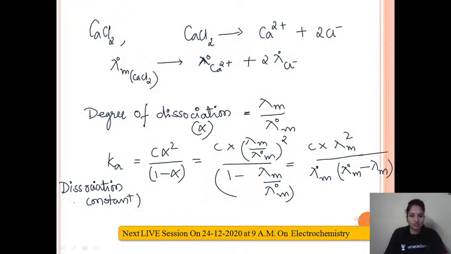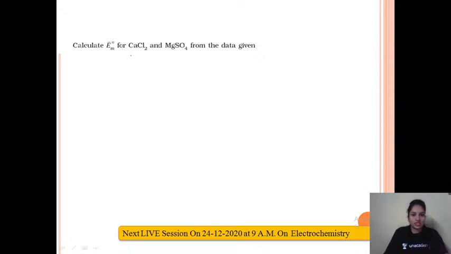So these are very important formulas. Based on this, we are going to solve certain problems. This one is the calculation of limiting molar conductivity, and also based on degree of dissociation and dissociation constant. All of you can just have a look at these formulas. First question, calculate the lambda m.